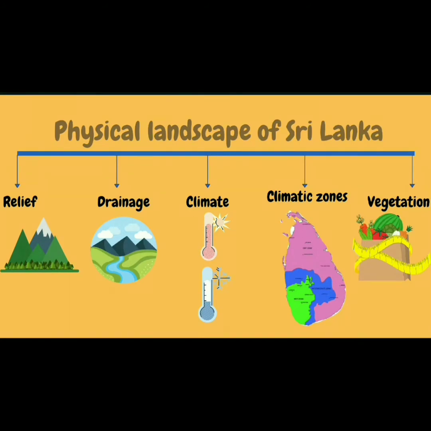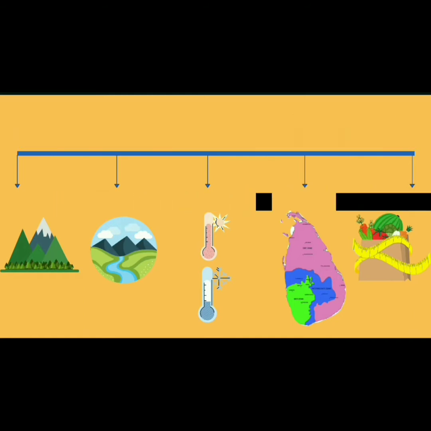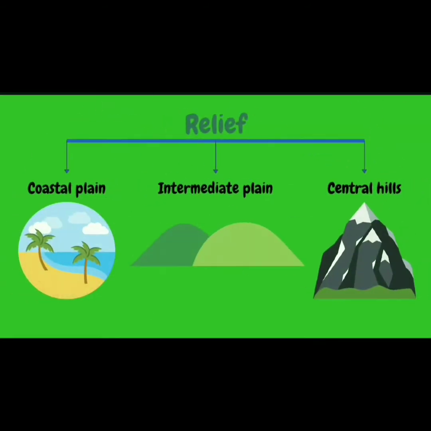The subject of my talk for today is the physical landscape of Sri Lanka. Sri Lanka is an island which has a beautiful landscape consisting of rivers, waterfalls, mountains, beaches and other natural sources which make up its biodiversity. The physical landscape of Sri Lanka can be divided into five main categories, namely relief, drainage, climate, climatic zones and vegetation. Sri Lanka can be divided into three main zones on the basis of relief.